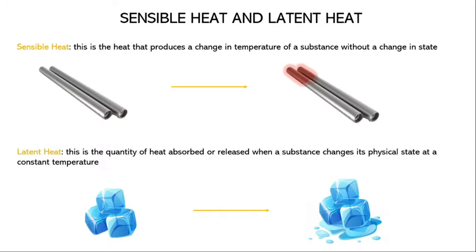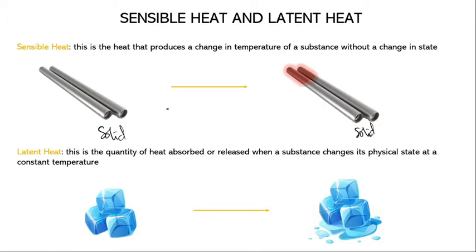Alright, so we want to look at what sensible heat and latent heat are. Now sensible heat is the heat that produces a change in temperature of a substance without a change in state. So we can see that in the example that I gave over here, we have a solid metal bar, and then at the end we still have a solid over here.